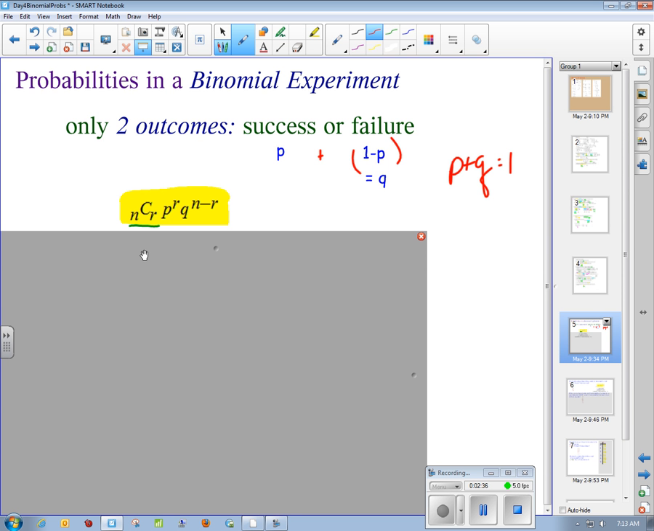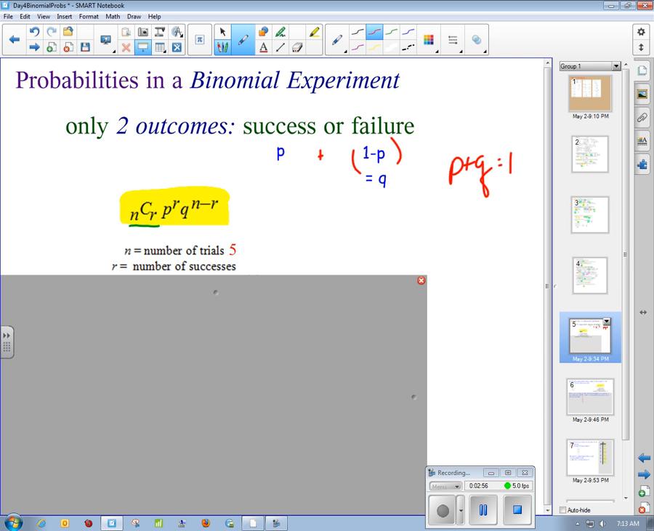So again, that's a formula that you want to memorize, and that will be the formula that allows us to calculate any of the probabilities in a binomial experiment. n will be your number of trials. Number of trials will be how many times you conducted the experiment, and that should be obvious from the problem. r will be the number of successes that you're interested in. We'll see an example of this in just a minute.